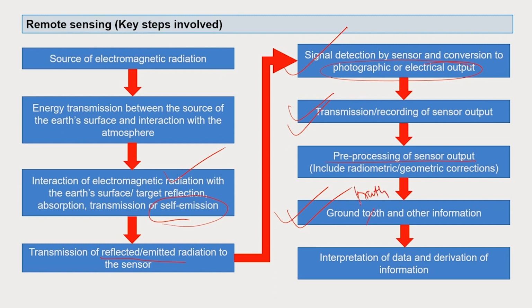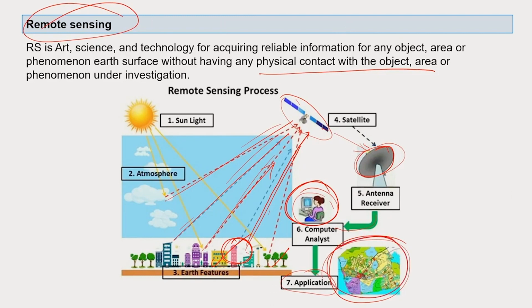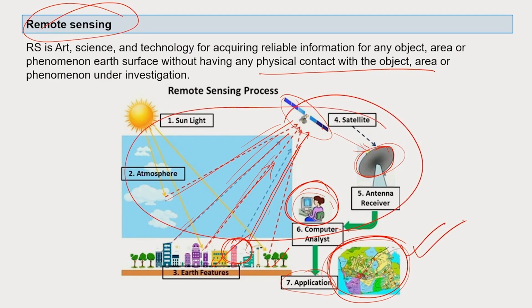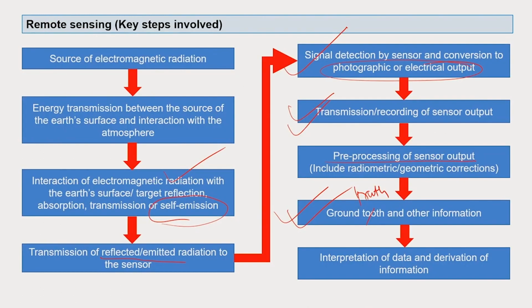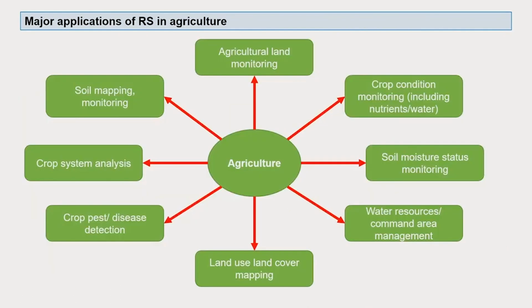Once ground truthing is done, then finally you go for interpretation of data, and from that interpretation you finally come out with a map of the kind which you can present and people can very easily understand. Any decision maker, policy maker will not understand this entire process, only the final outcome in the form of a map. All right. So, these are the basic steps involved in remote sensing.